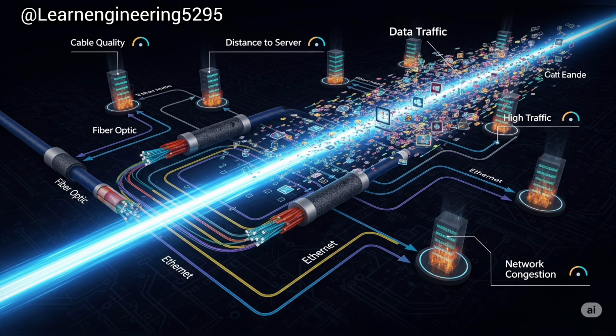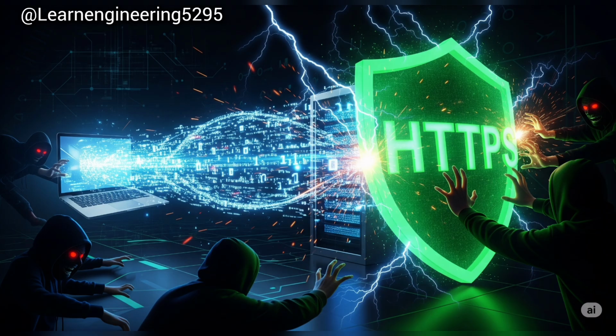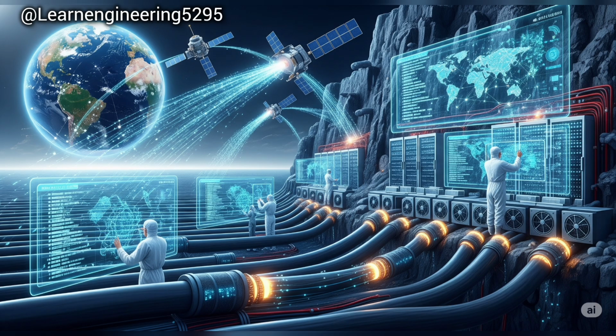Speed and security. The speed of the internet depends on the quality of cables, the distance to the server, and the amount of traffic at the time. For security, websites use HTTPS encryption to protect the data being sent so hackers can't read it even if they intercept it.